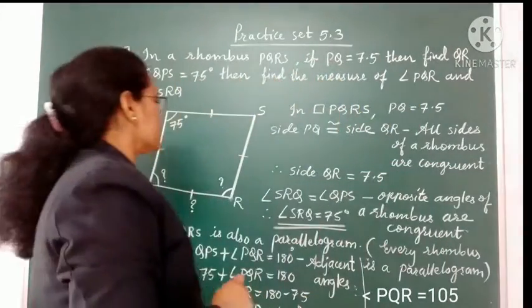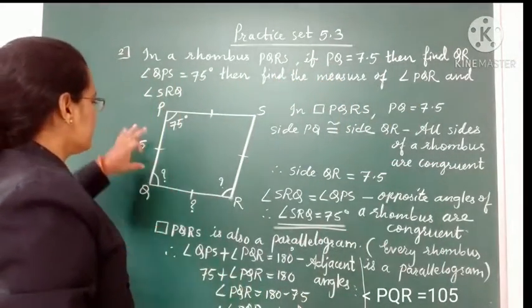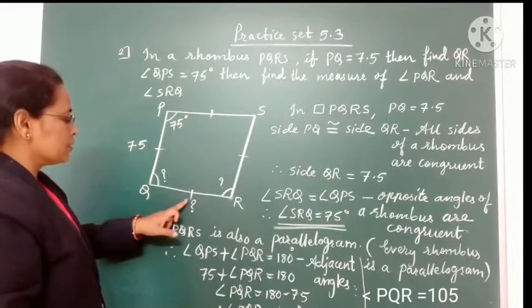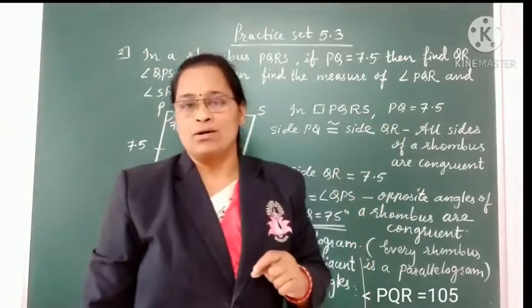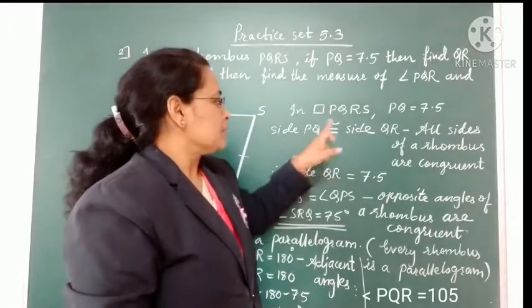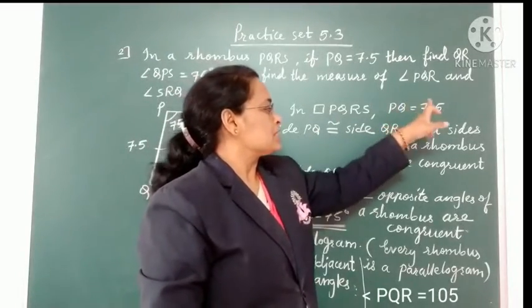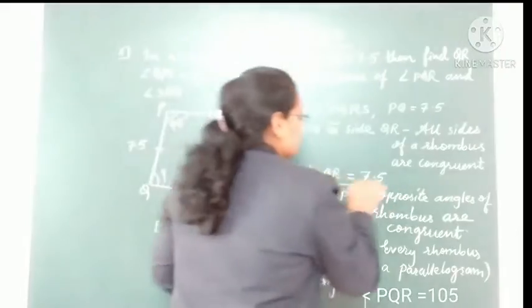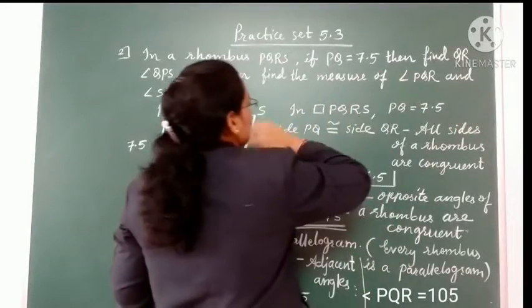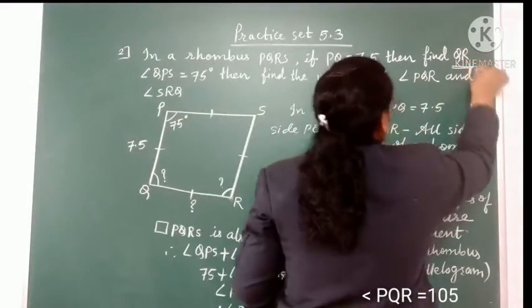First of all, regarding sides, what are the properties? PQ and QR are both equal because all sides of a rhombus are congruent. So what is the length of PQ? That is the length of QR. PQ is 7.5, so QR is also 7.5. In this way we can find the first one which is asked, that is, find QR.